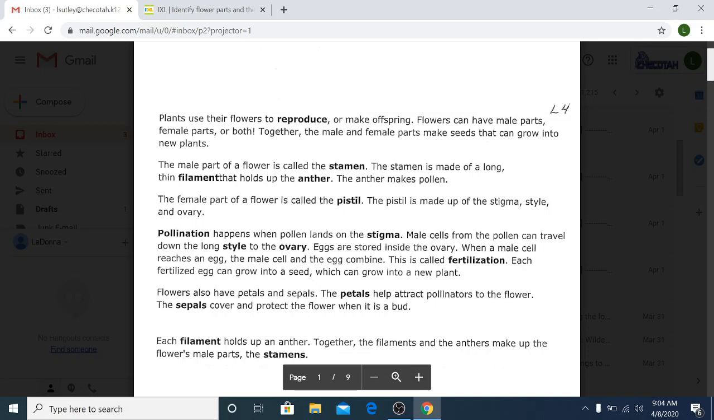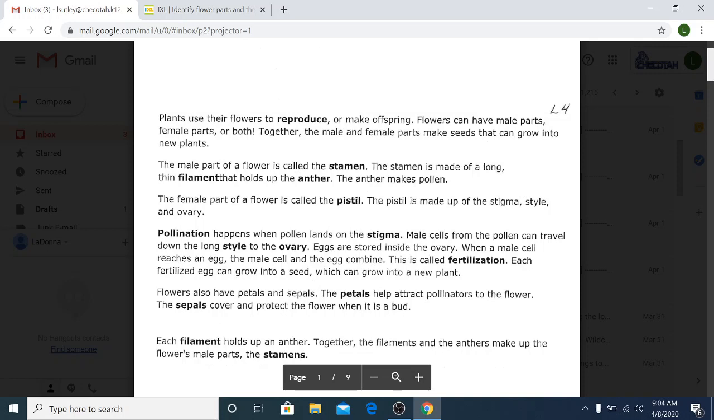Pollination happens when pollen lands on the stigma. Male cells from the pollen can travel down the long style to the ovary. Eggs are stored inside the ovary. When a male cell reaches an egg, the male cell and the egg combine. This is called fertilization. Each fertilized egg can grow into a seed, which can grow into a new plant.